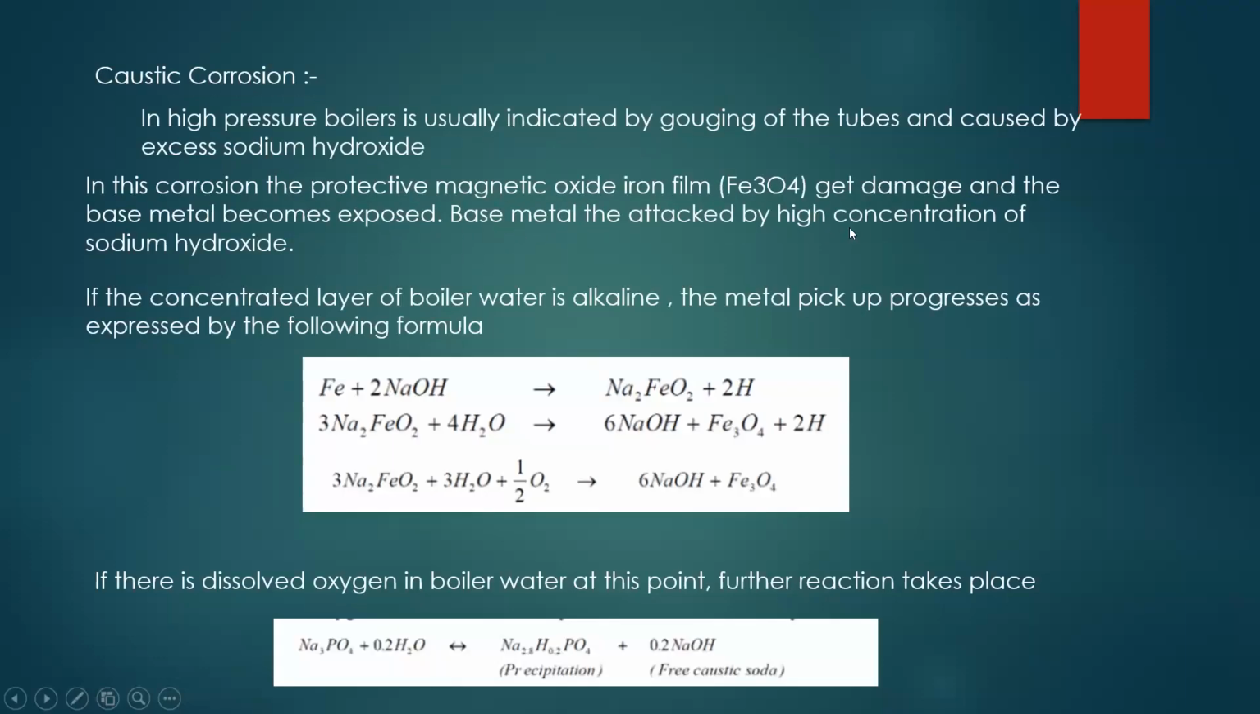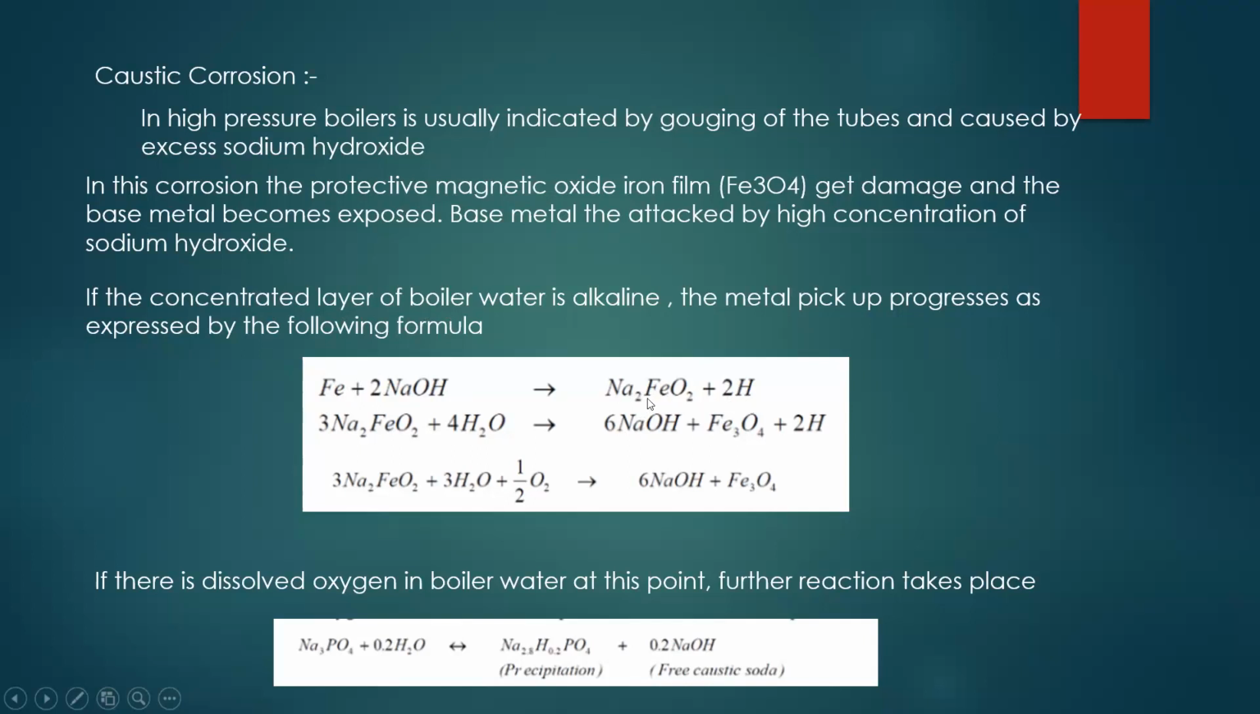The base metal is attacked by the high concentration of sodium hydroxide, and then this type of corrosion takes place. If the concentrated layer of boiler water is alkaline, the metal pickup progresses as expressed in the following formula. Iron is there in the tube, and this is sodium hydroxide. It will form Na2FeO2 plus 2H.